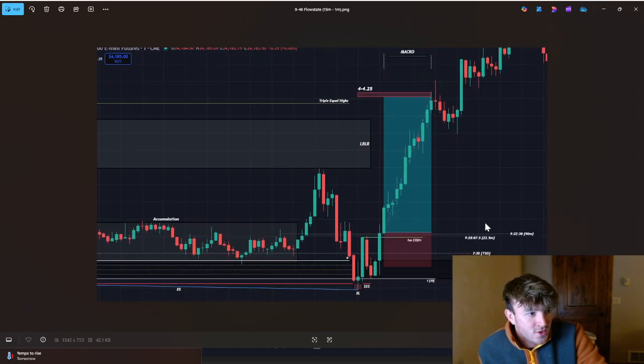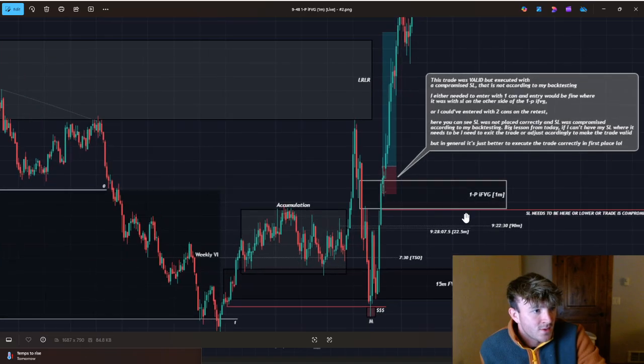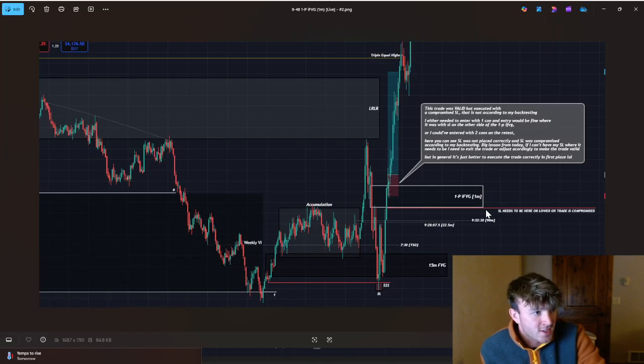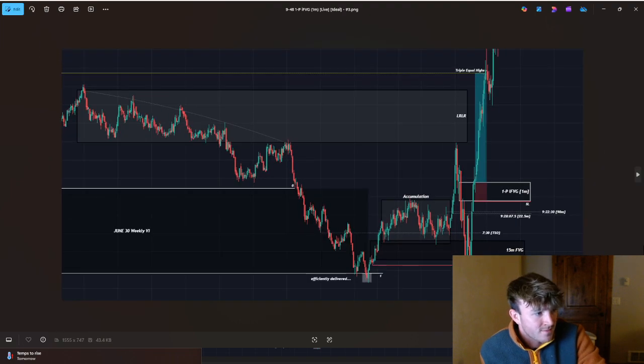And yeah, all the true opens get manipulated. Very, very textbook day. Clear accumulation, manipulation, distribution, up to those triple equal highs. Once again, stop loss for this first center for value gap inversion needs to be at the bottom of this gap.